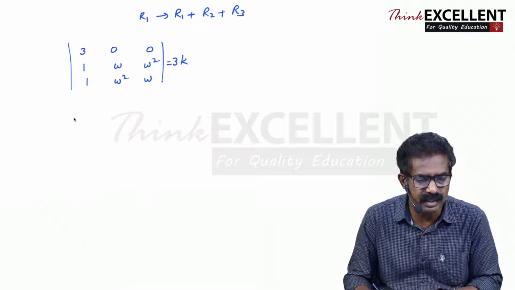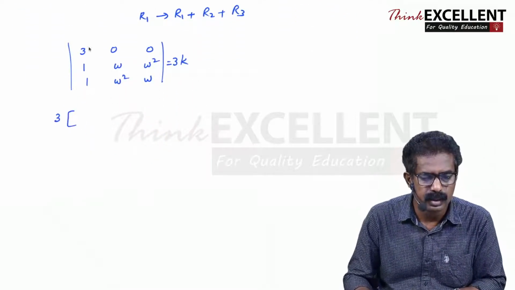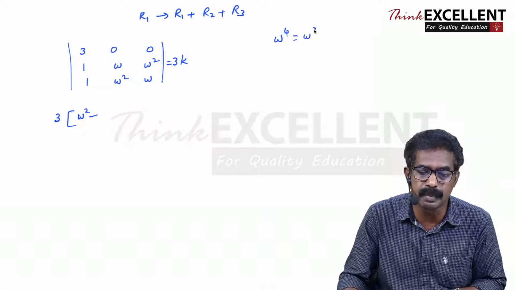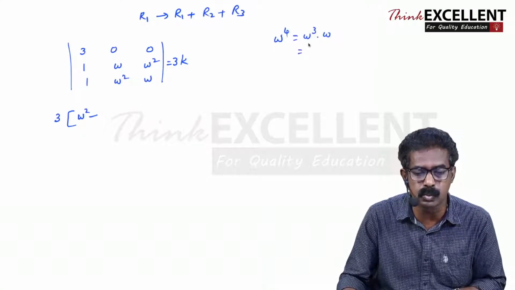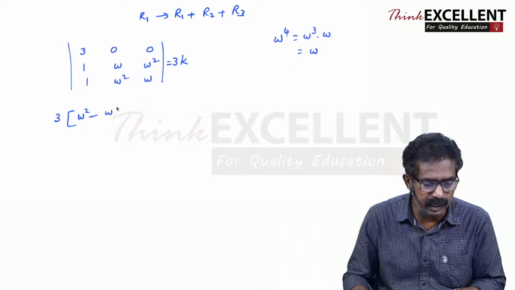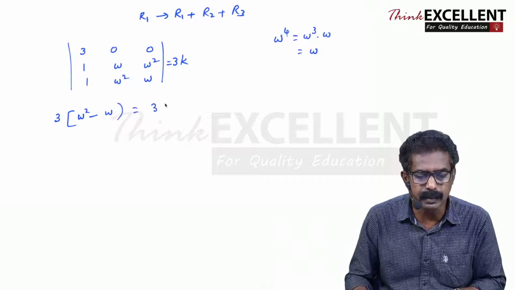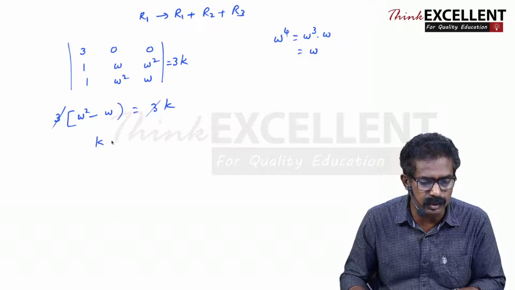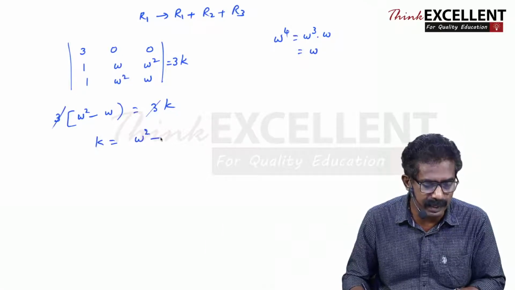Left side you simplify: 3 into, leave the row and column, omega into omega square, minus omega square into omega square means omega raised to 4 will come. That is omega cube into omega, omega cube is 1. So you are getting omega, right? Equal to 3k. Both the sides you cancel 3, so you are getting k equal to omega square minus omega.